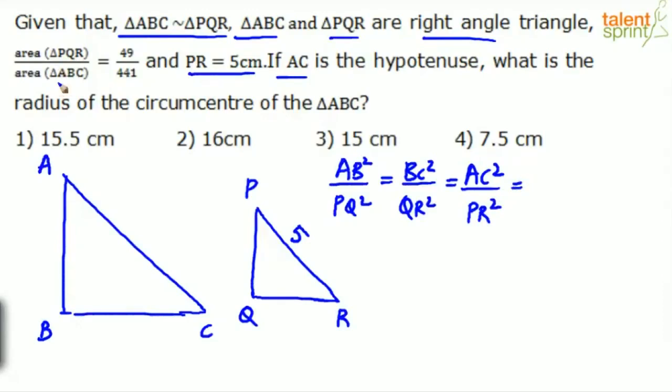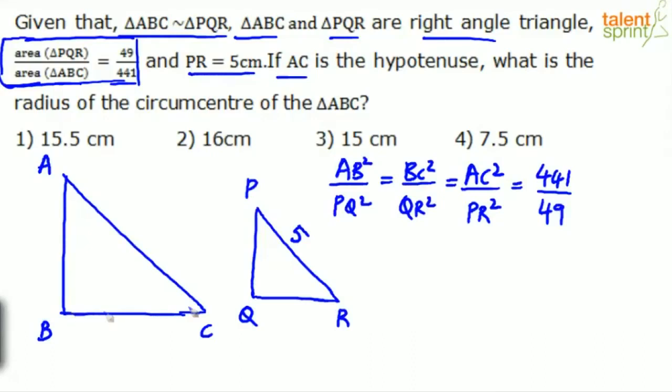Now the ratio of the areas is given as 49 by 441, but keep in mind this is the ratio of PQR by ABC. But we have taken ABC in the numerators there, right? So we have to reverse it. This becomes 441 by 49. Be careful, right? Here the inverse ratio is given to us. The reverse ratio is given to us. PQR by ABC. We are taking ABC by PQR. 441 by 49.